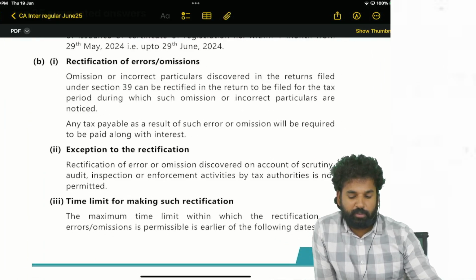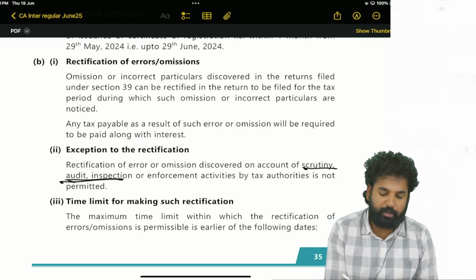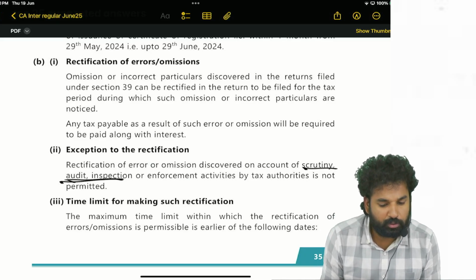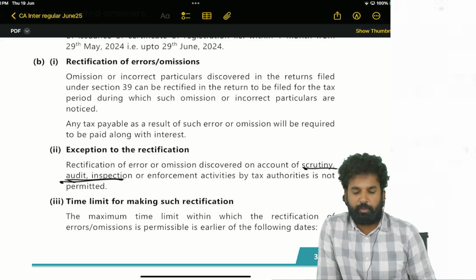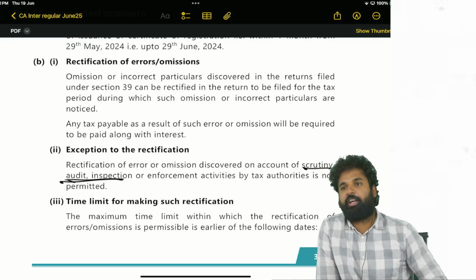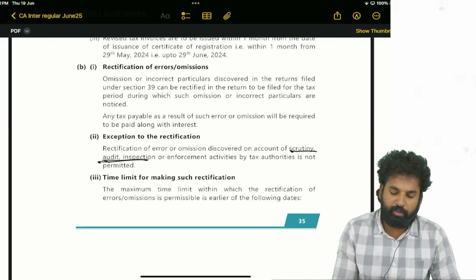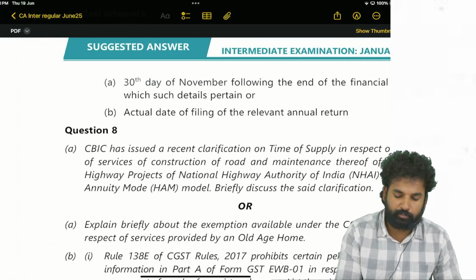Okay, exception to rectification means whenever there is an audit, inspection, or scrutiny from the department side, they are finding faults with the taxpayer. Who is finding faults with the taxpayer? The GST department. That means scrutiny, audit, inspection is being conducted. In such cases, if they want to rectify the errors, they cannot. This is the proceedings made by the department. Department is identifying the errors. So based on that, penalty will be levied. Time limit for making rectification will obviously be 30th November or actual date of filing of annual return. Right, next.